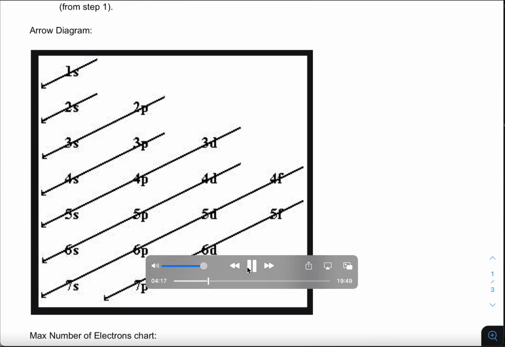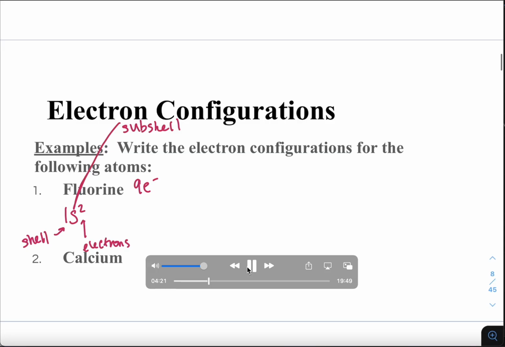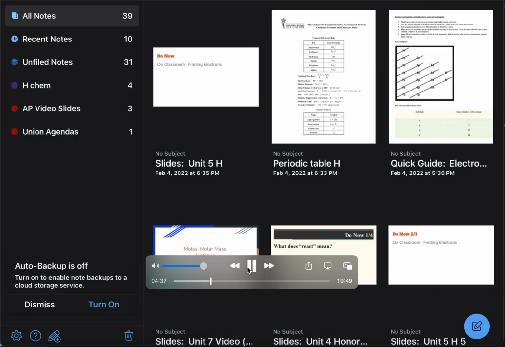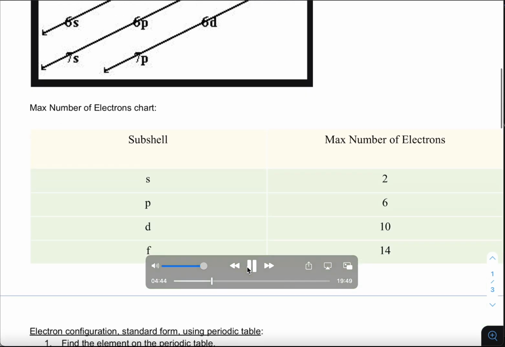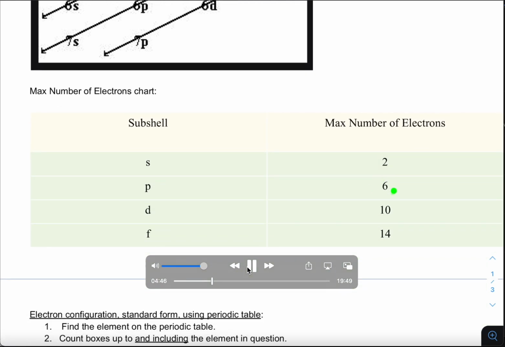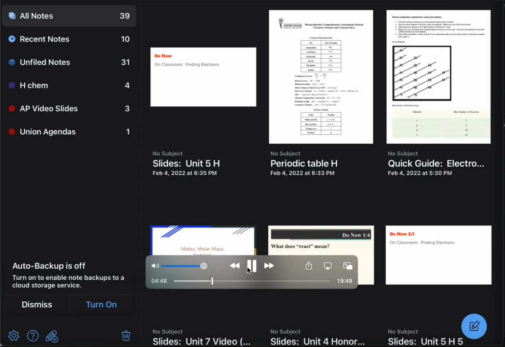So after 1s, we follow the arrows and we get to 2s. And that 2s also has 2. Okay, the coefficient, the number in front, is just the shell number. It doesn't change how many electrons fit on the subshell. So now we keep going. After 2s, we hit 2p, and p gets 6 electrons, a total of 6. It can have that many.